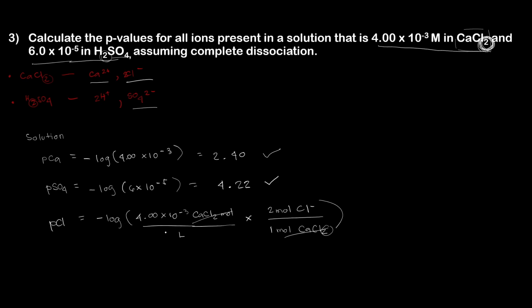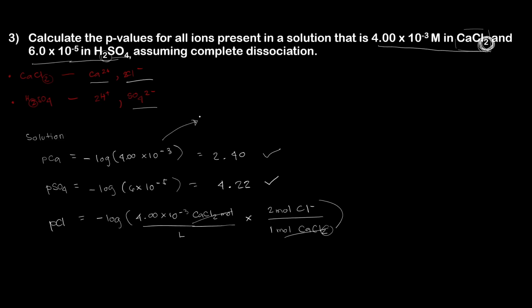Why do we need to do this? Okay, because for the case of calcium, there is only one calcium in calcium chloride. So we can just simply input 4 times 10 to the negative 3, because that's basically a 1-to-1 ratio. But for chloride here, this is a 2-to-1 ratio. Okay, so let me show you.